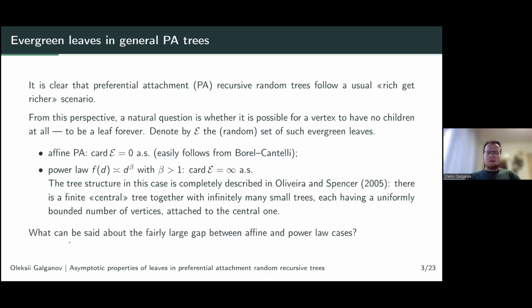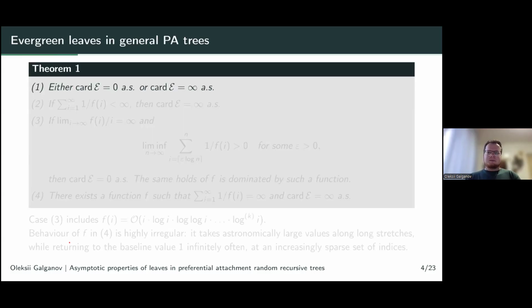Obviously, there is a fairly large gap between the affine and power law cases, for example functions f which are asymptotically, let's say, d times the logarithm of d. The first theorem, which we present here, mostly aims to cover this gap between these two cases. The first statement is that the number of such evergreen leaves is either 0 or infinity almost surely. So it's kind of a 0-1 law.